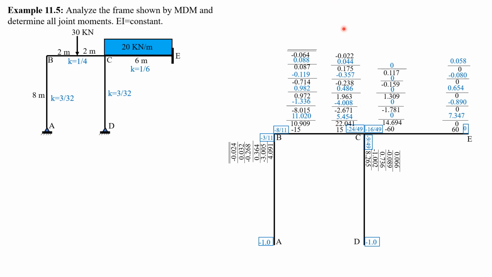Adding these columns here, the value is equal to 15 plus 22.041 plus 5.454 minus 2.671 minus 4.008 plus 1.963 plus 0.486 minus 0.238 minus 0.357 plus 0.175 plus 0.044 minus 0.022, and the value is 37.867.